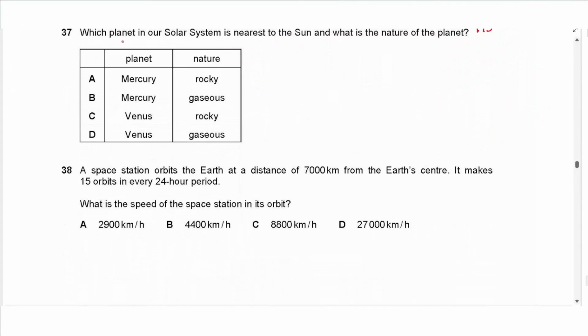Question 37 says, which planet in our solar system is nearest to the sun? That would be Mercury. And what is the nature of the planet? It is not gaseous, it's rocky. So the answer is A.